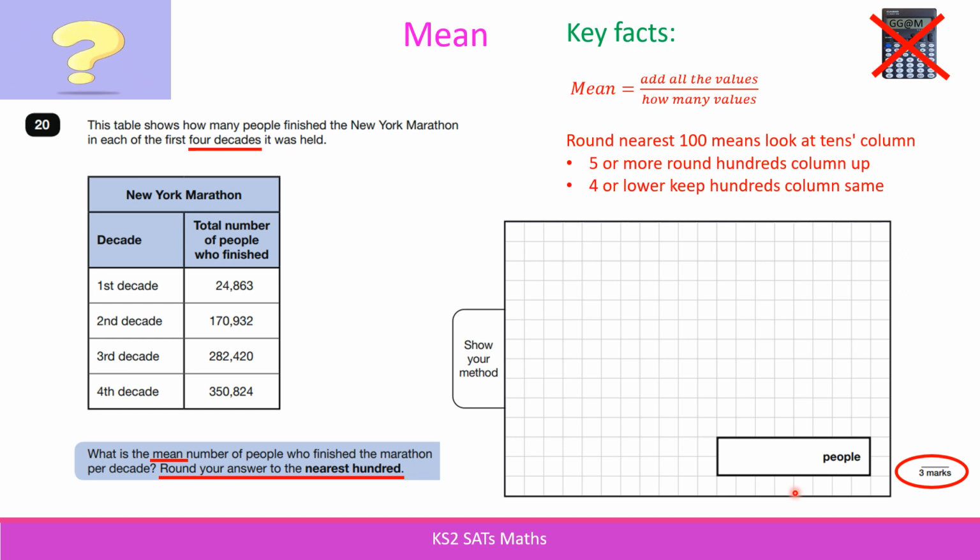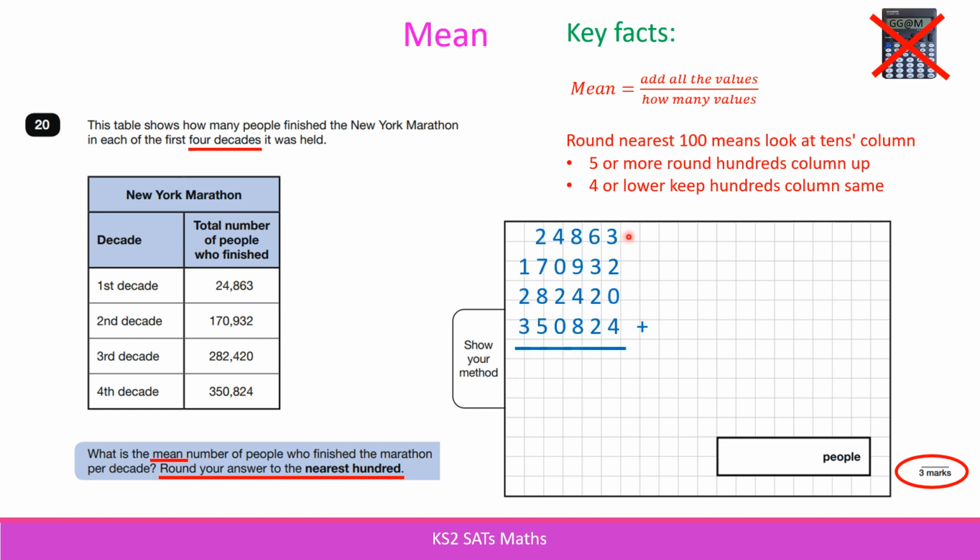Great work, guys. Hopefully you've managed to get an answer. And remember, it does say on the left-hand side of the box, you must show your method. That means writing down what you are doing to get the answer. So that is what your method is. So to start with, we need to look at these 4 numbers. So we've got 24,863, 170,932, 282,420, 350,824. So we need to write down these 4 numbers here, and we need to add them up.